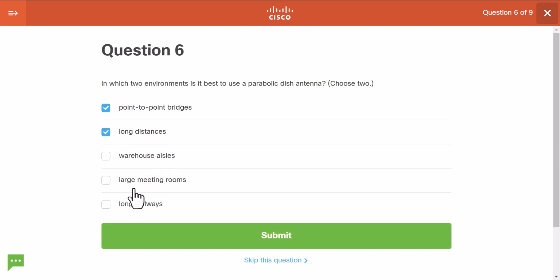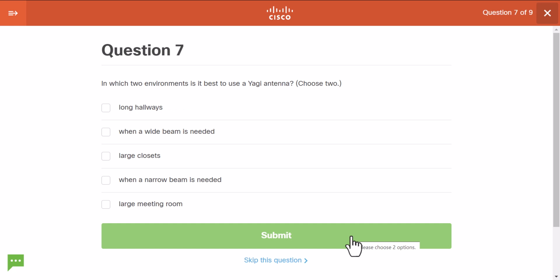Warehouse aisles, long hallways, I think these two options are equal to each other. They are different from these two options here, because in warehouse aisles or long hallways we will have clients moving around quite a bit, and that means that it's better to use another directional antenna to cover this. And large meeting rooms are very likely more suitable for an omnidirectional antenna.